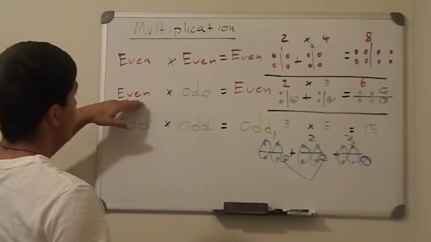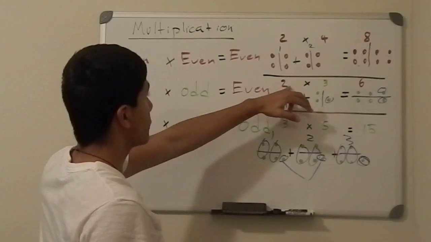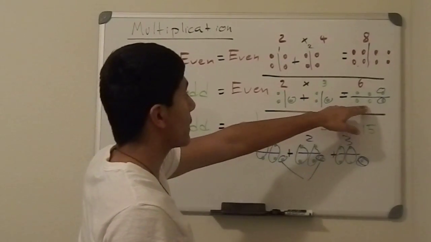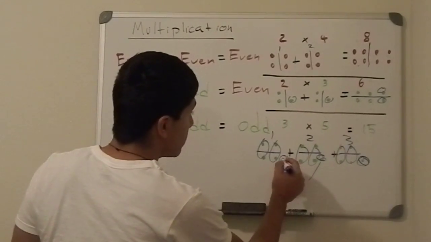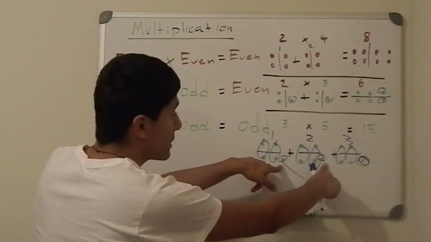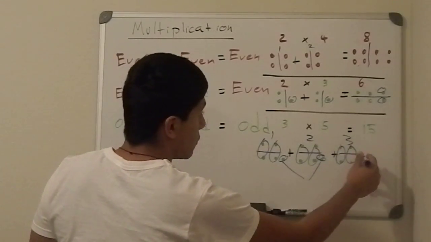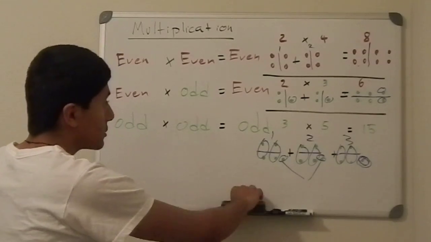Similar here, we had even and odd, but because our groups were even, 2, then our answer was even. But because we have an odd number of groups, then we're not going to be able to even out the odd numbers at the end. So we have an odd. And that's that for multiplication.